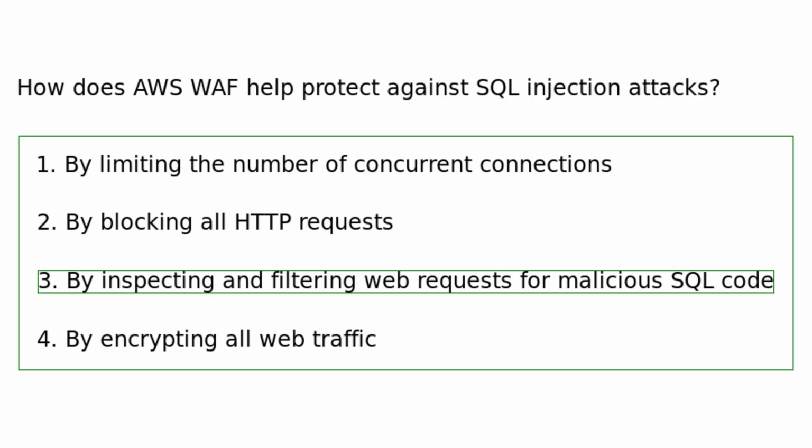AWS WAF helps protect against SQL injection attacks by inspecting and filtering web requests for any malicious SQL code that may be used to exploit vulnerabilities in web applications.